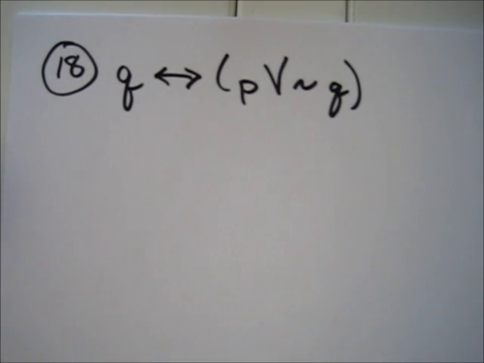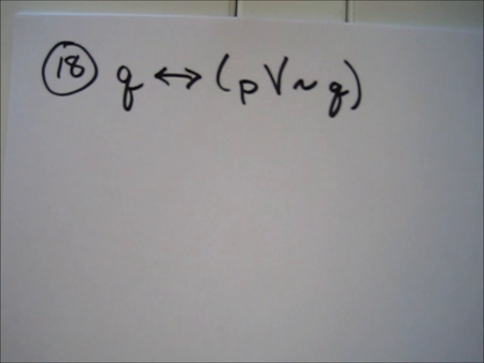Okay, today I want to give you a few examples of writing or drawing truth tables. The first case here is problem 18 from page 177. It's the statement Q, if and only if P or not Q. And I want to construct a truth table.